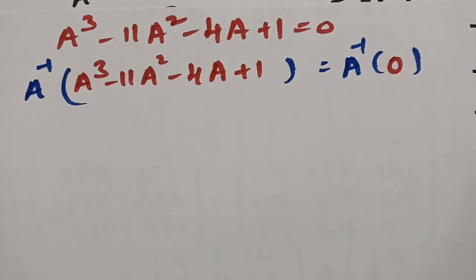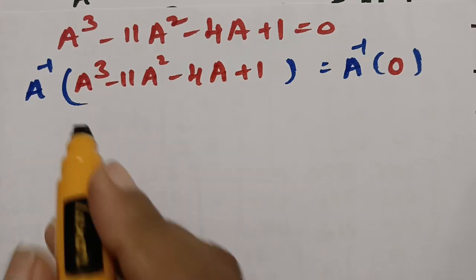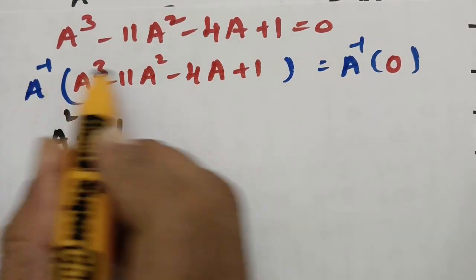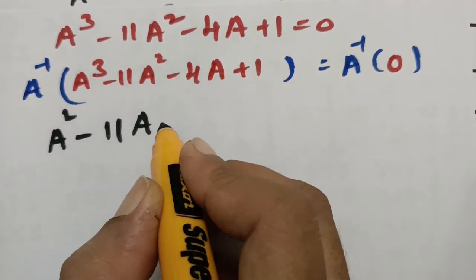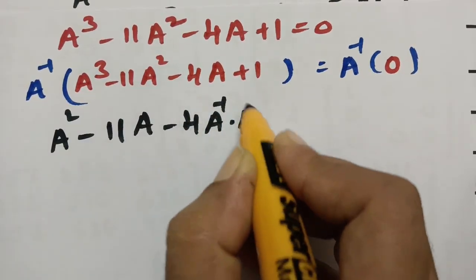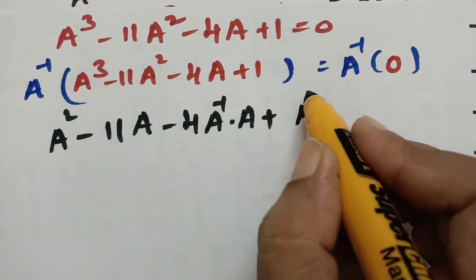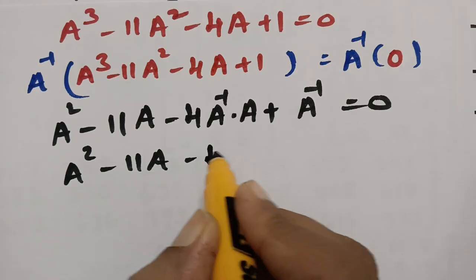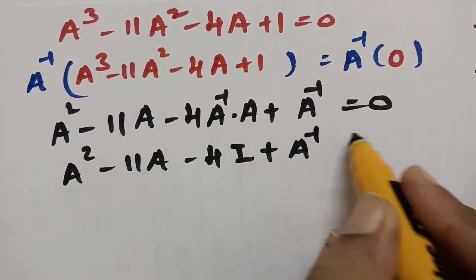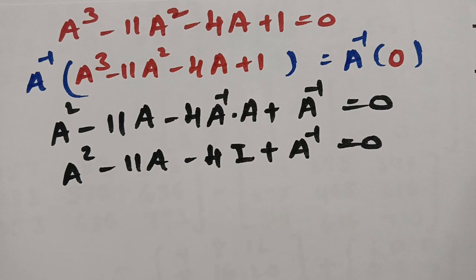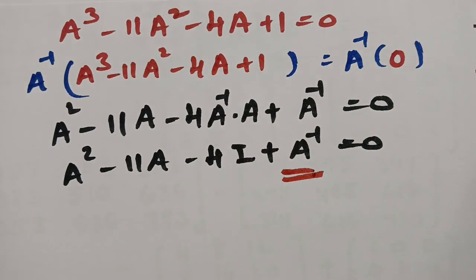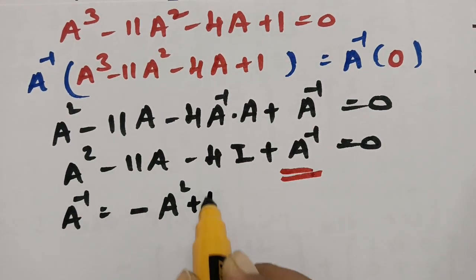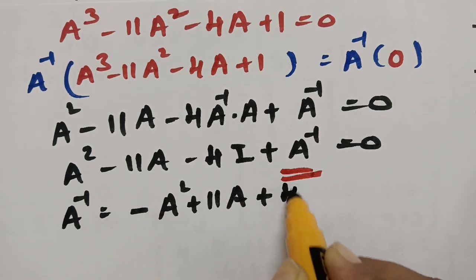If I send this A inverse inside, then A cube into A inverse is equal to A square. So this is 11 times, if I multiply with A inverse, this is A, and this is minus 4 into A inverse into A, and if I multiply with 1, this is A inverse is equal to 0. So this value is A square minus 11A minus 4 into I plus A inverse is equal to 0. So if you observe this one, this is going to become A inverse. So for finding A inverse, minus A square plus 11A plus 4I.